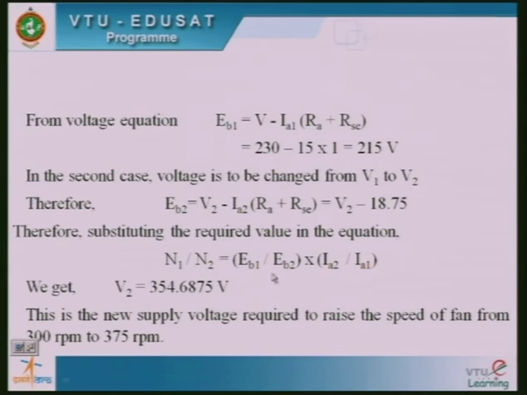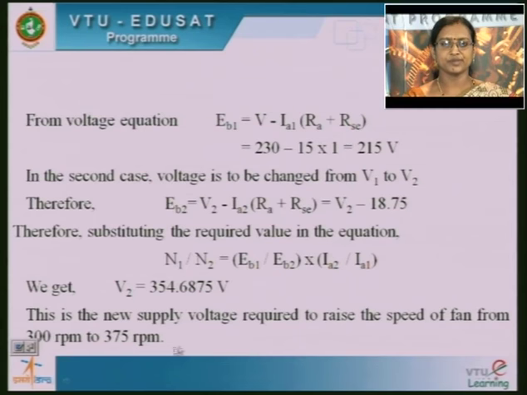So, substitute these values, then you are going to get V2 equal to 354.6875 volts when you are substituting all the values in this equation. Here only V is unknown, so you can calculate V2 equal to 354.6875 volts. This is the new supply voltage required to raise the speed of the fan from 300 rpm to 375 rpm.